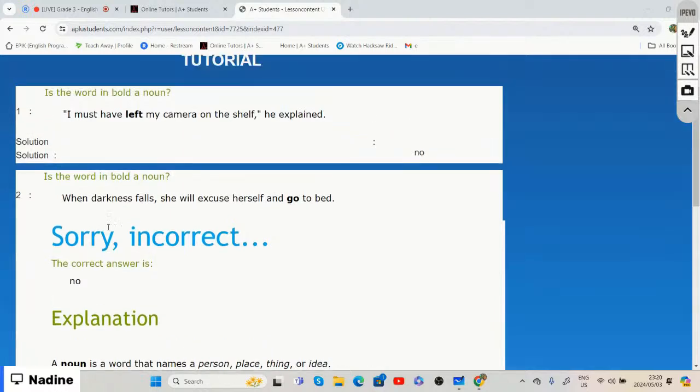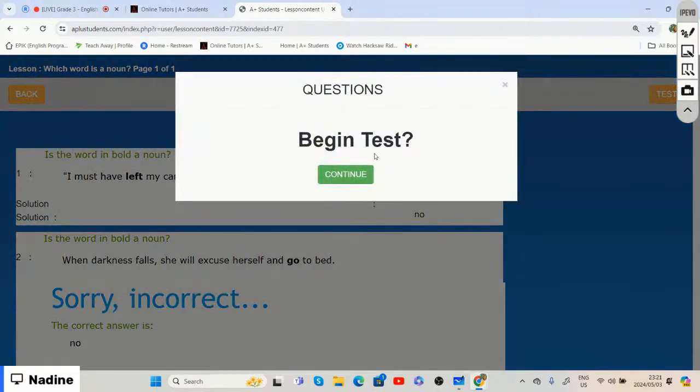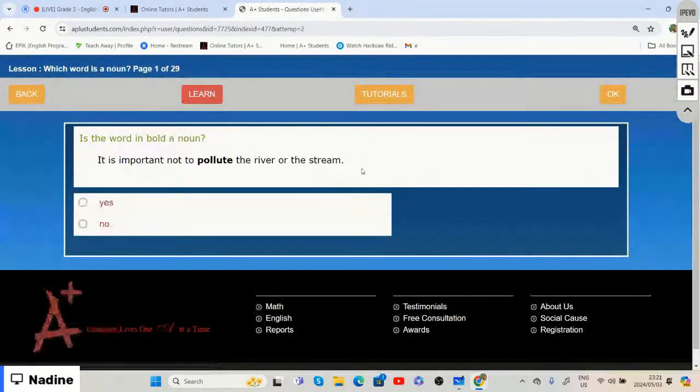All right, so we're going to test now and we're going to say which word is a noun, right? We're going to either say yes or no when it comes to the word that is in bold. So we're going to look at the word in bold and say, is that word in bold a noun? Yes or no? It is important not to pollute the river or the stream. The word pollute, is that a noun? Yes or no?